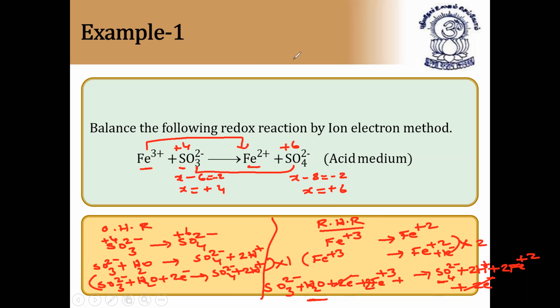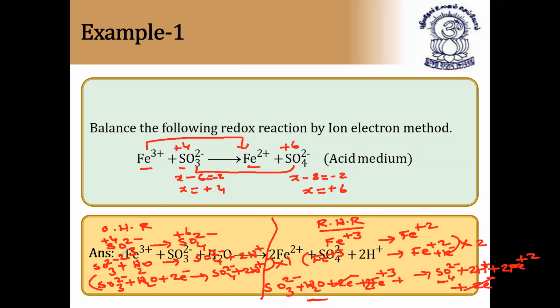Let us see the answer now. Fe plus 3 plus SO3 2 minus plus H2O gives 2Fe plus 2. Actually, this should be 2Fe plus 3. They have given it wrong. So it is 2Fe plus 3 plus SO3 2 minus plus H2O gives us 2Fe plus 2 plus SO4 2 minus plus 2H plus. Now it is clear. I hope it is clear.